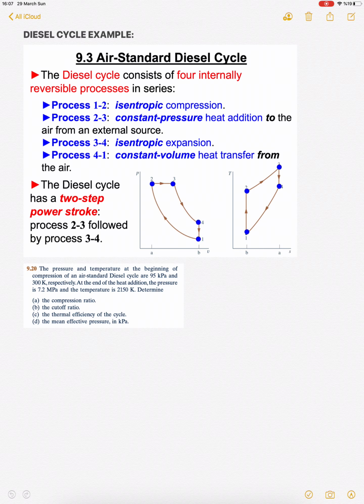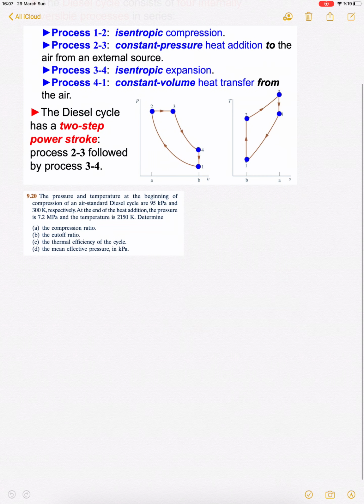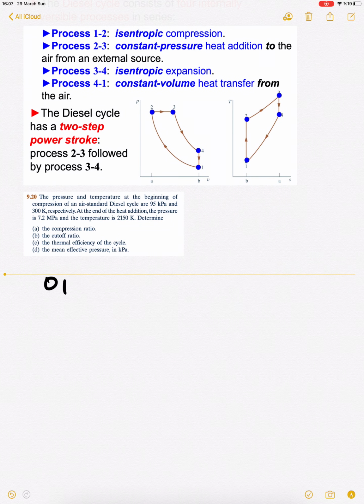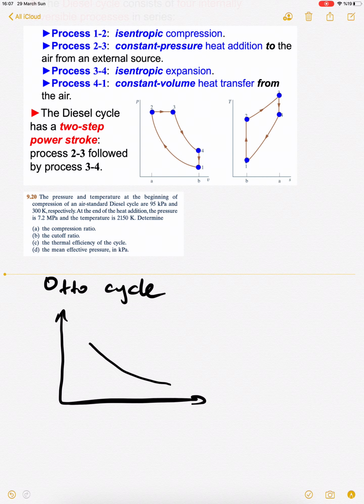From 1 to 2, we have, as in the dual cycle case, isentropic compression. Now 2 to 3 is constant pressure heat addition to the air from an external source. We had it also in the Otto cycle, if you remember: also 1 to 2 compression, but 2 to 3 we had heat addition at constant volume.